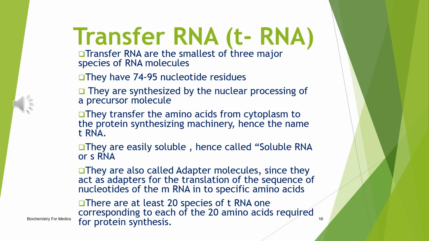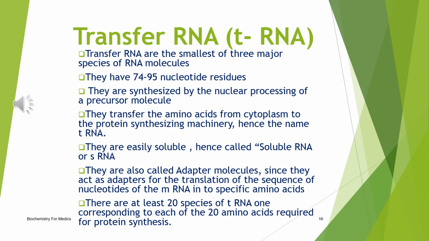Transfer RNAs are the smallest of the three major species of RNA molecule. They have 74 to 95 nucleotide residues. They are synthesized by molecular processing of a precursor molecule. They transfer amino acids from the cytoplasm to the protein synthesis machinery. They are easily soluble, and this is called soluble RNA.